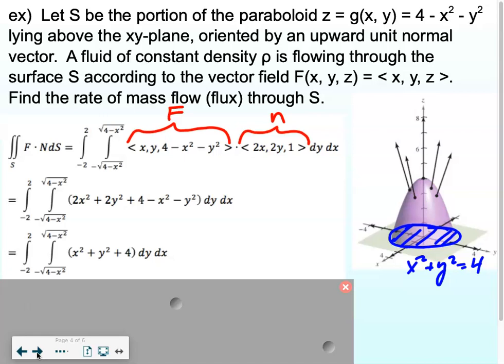All right. So once you've cleaned up your dot product, you should get x squared plus y squared plus 4. Is that what you got? Yes. Oh, good check.